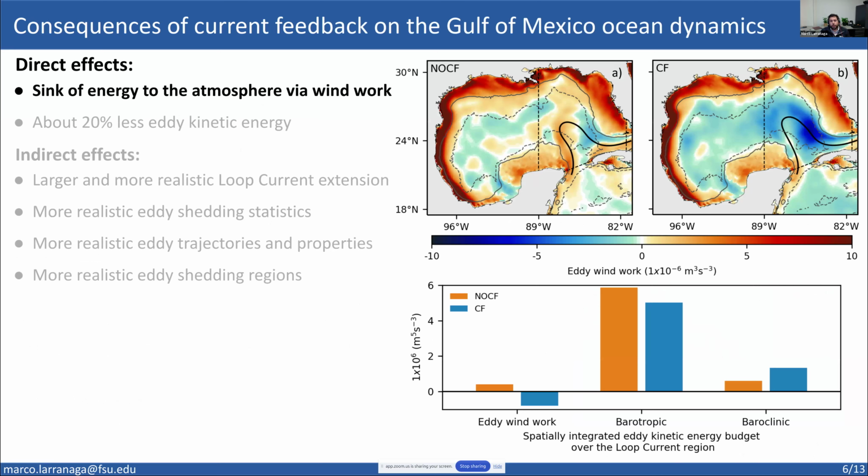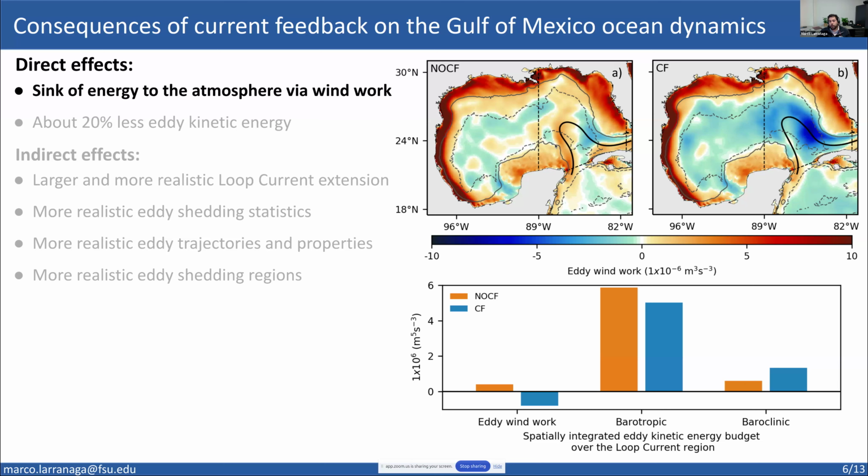So first, we are going to start with an eddy kinetic energy budget of the most important terms. Here I show you the geostrophic eddy windwork for the no current feedback simulation and the current feedback simulation. And here I have the spatially integrated terms. I integrated terms over the loop current region that is delimited by this segmented line polygon. And I also use the data outside of the platform that is delimited by this 200-meter deep contour, right?